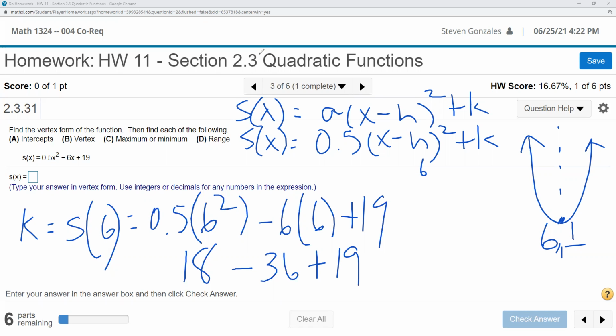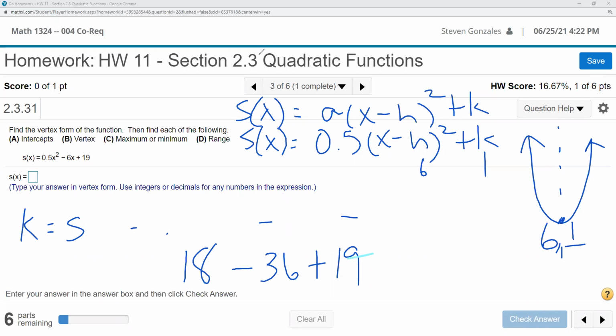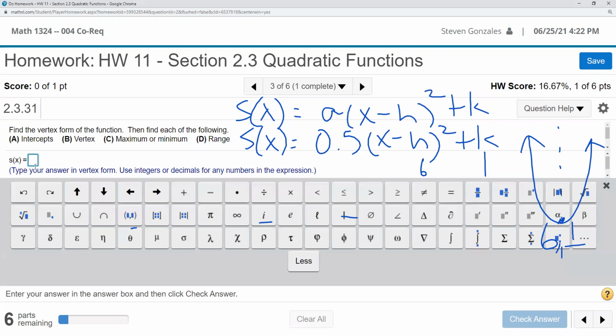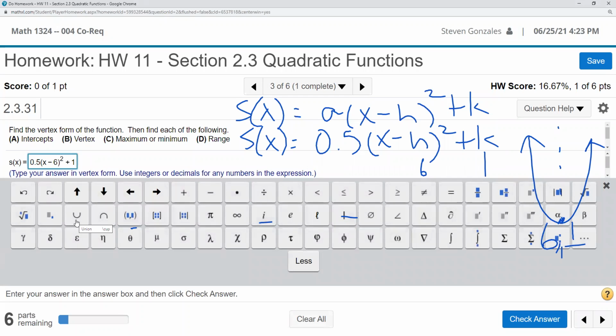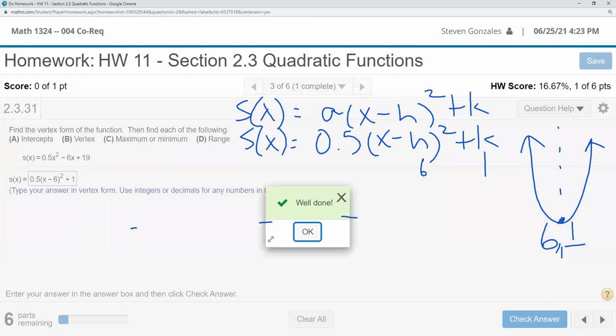So what that means is we're going to write the vertex form as 0.5 x minus 6 squared plus 1. Well done.